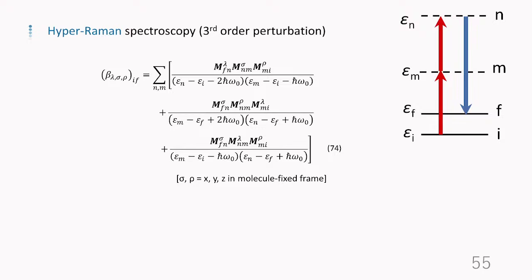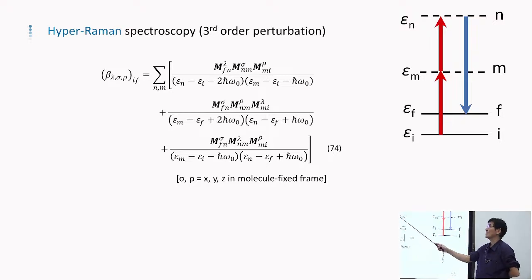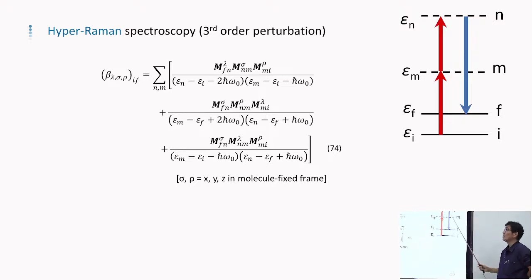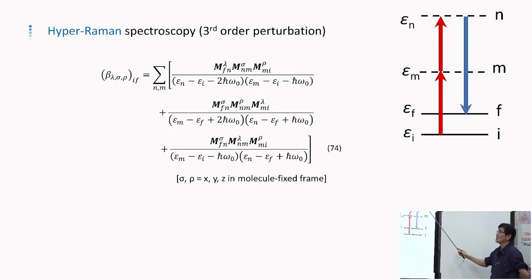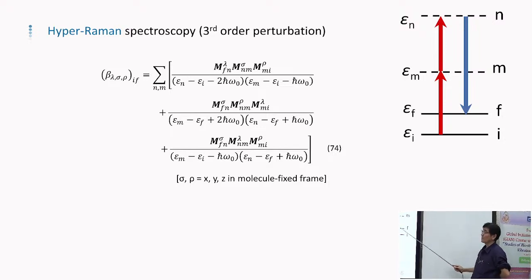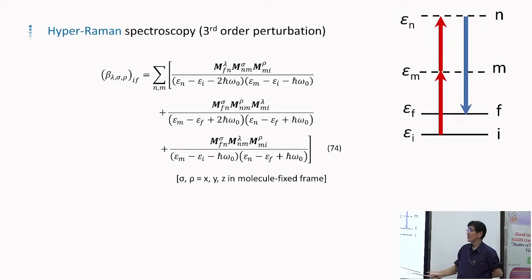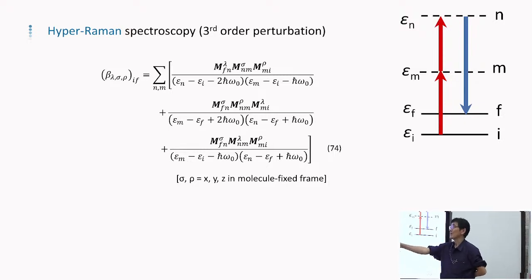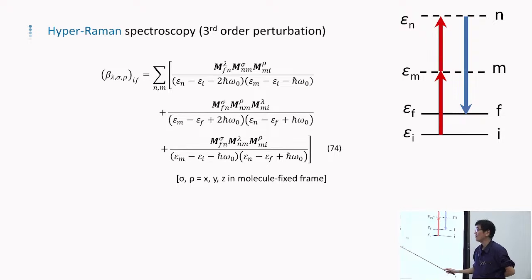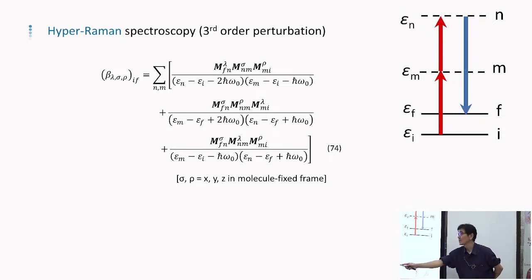And, sorry, a few pages, probably two pages. On the fifth day, I explained the Hyper-Raman spectroscopy. This is similar to Raman scattering, but in this case, this is a third-order perturbation. So this is a two-photon excited scattering process. First perturbation, second perturbation, third perturbation. So this is third-order perturbation. And the Hyper-Raman tensor is given in this way.